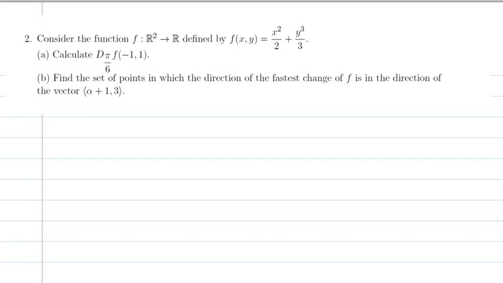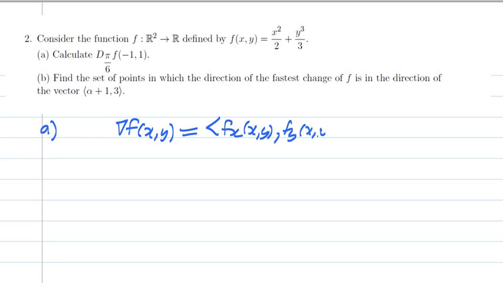Now question 2 has two parts again. So consider the function of two variables, and we want to calculate the directional derivative of f at a certain point where the angle is pi over 6. So, well, let's start off by saying, I know what grad f is. f is a function of two variables, so grad f will be the following 2D vector with components f partial x and f partial y. So differentiating with respect to x, we end up getting x, and with respect to y, we end up getting y squared.